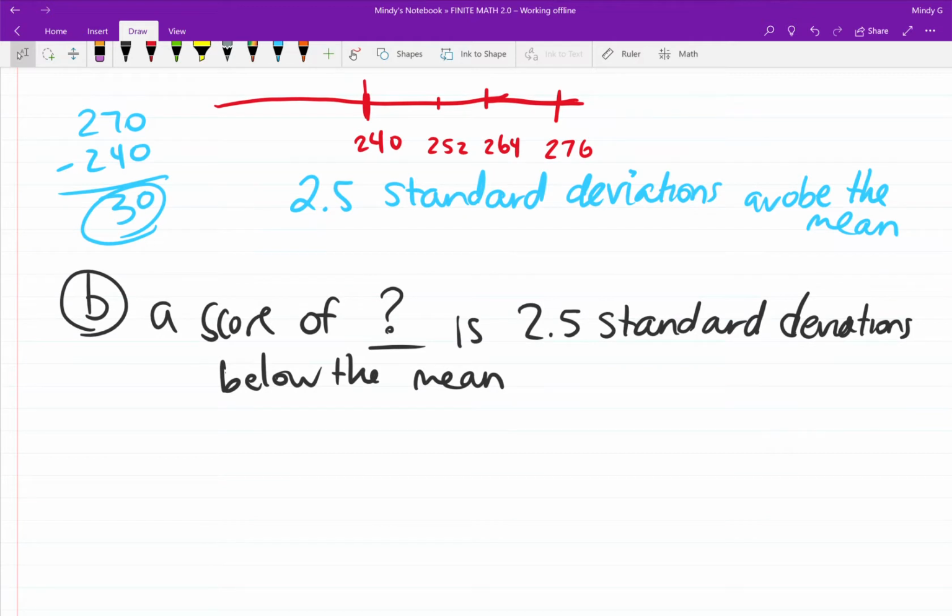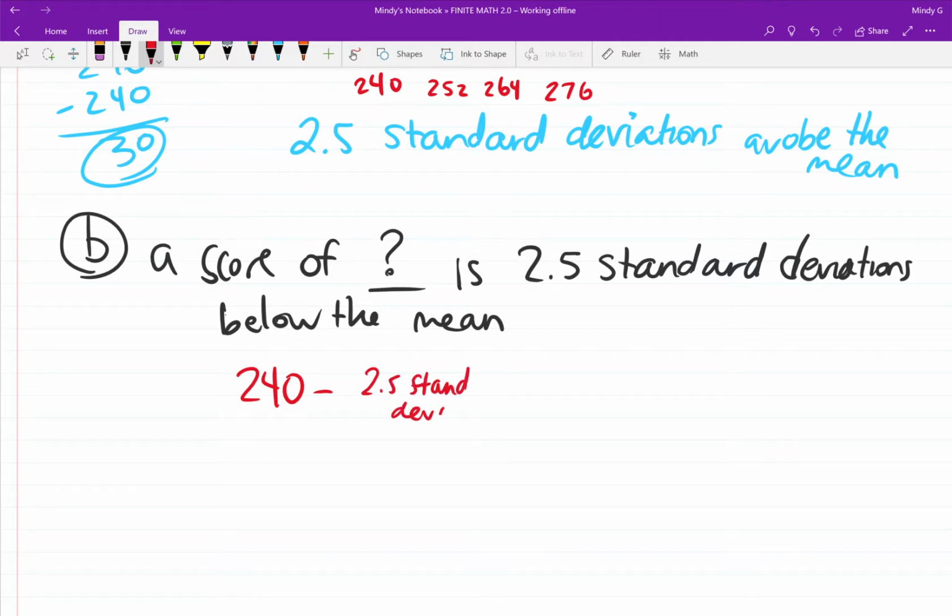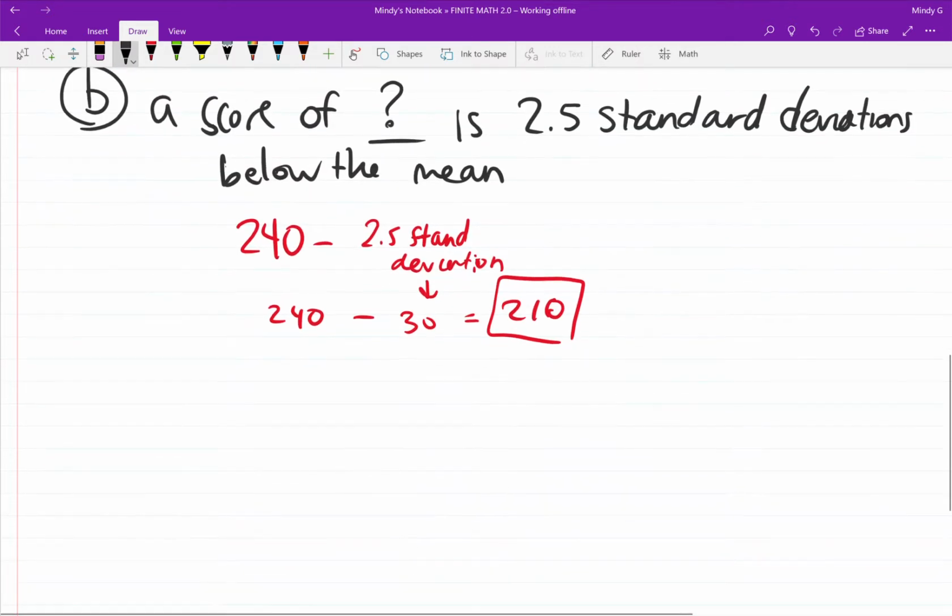210. The way that I would do it is I would look at the mean, which is 240, and I would subtract 1 standard deviation, subtract 2 standard deviations, and then subtract half. Or you can do 240 minus 2.5 times 12. Same thing, but I like to do this because my mind processes that a little better. So the answer is 210. We're good? Yeah.